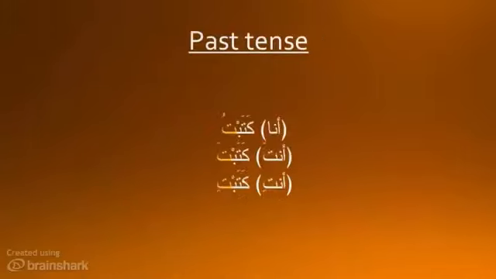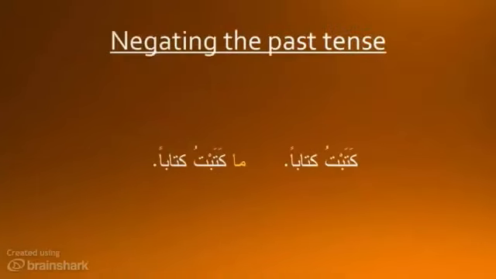Ana katabtu, anta katabta, anti katabti. The rest of the conjugations are in your book on page 186. Notice that they only have suffixes, not prefixes. Katabtu kitaban, ma katabtu kitaban.